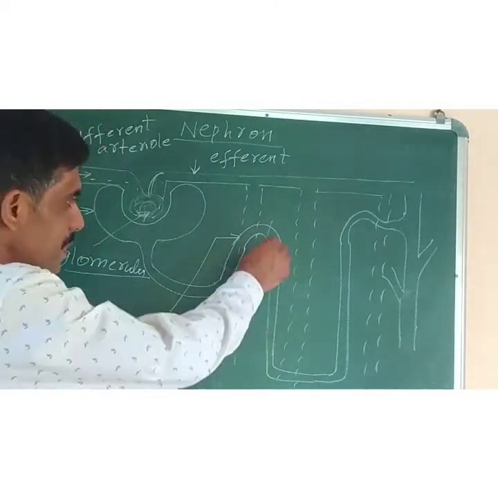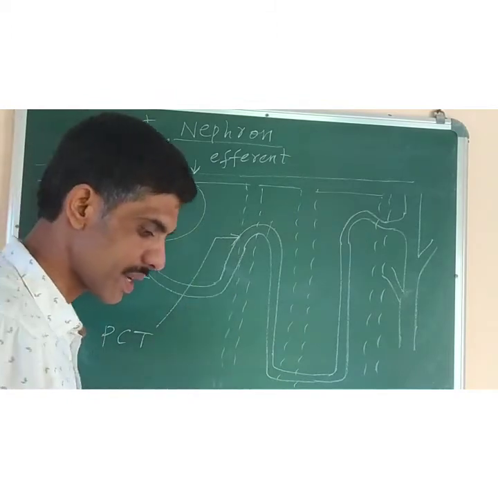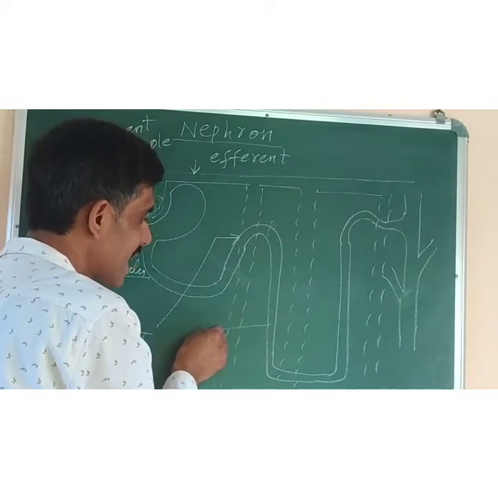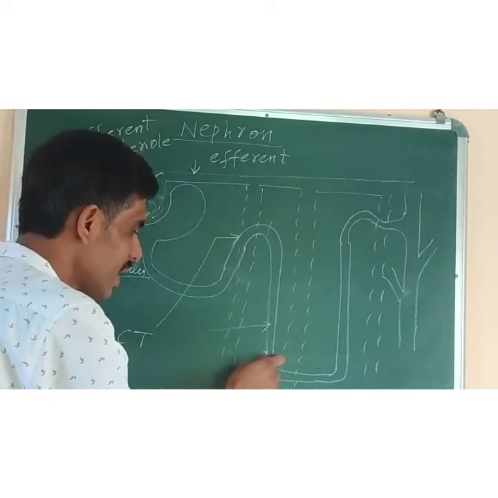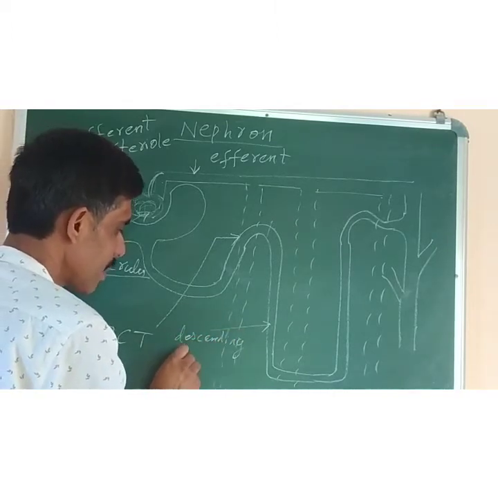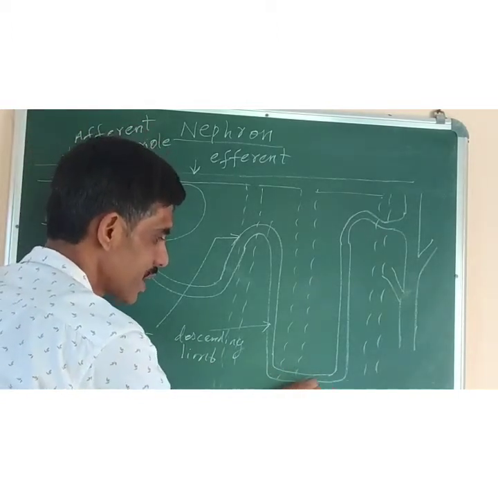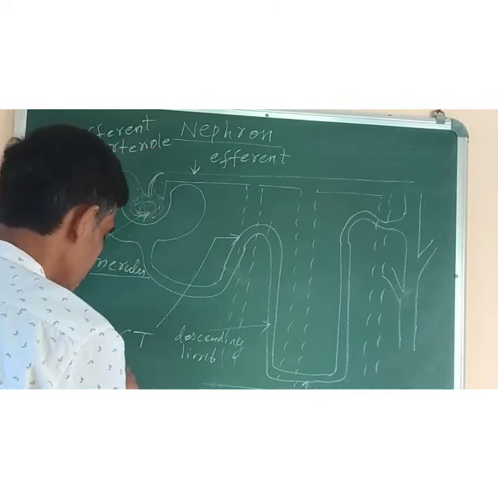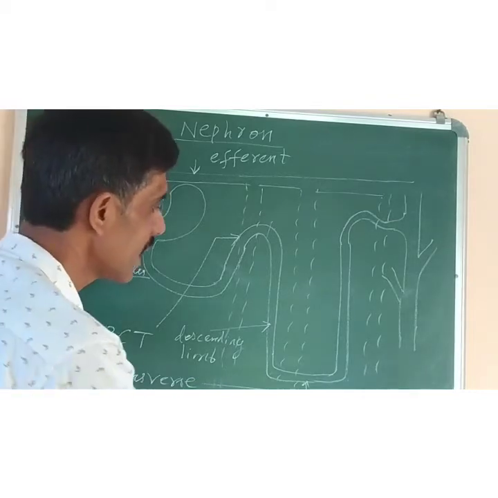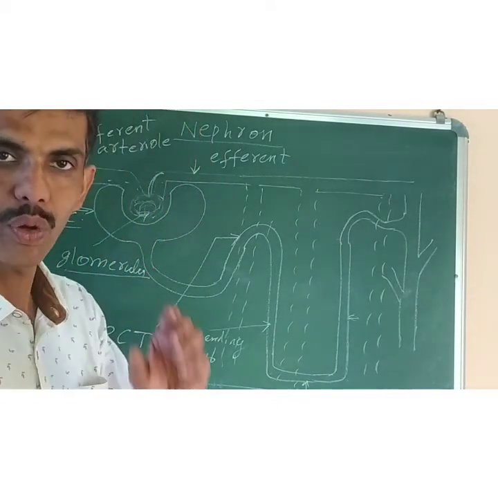It then sharply dips down, means it will go down to form a U-shaped structure. You can see a hairpin-like structure. This is known as loop of Henle. The one which goes down is called the descending limb. This limb from here to here is called descending, D-E-S-C-E-N-D-I-N-G, descending limb, L-I-M-B, limb of loop of Henle. This one from here to here, straight it is, so it is known as transverse limb, T-R-A-N-S-V-E-R-S-E, transverse limb of loop of Henle. And from here to here, the upward part, is called ascending limb of loop of Henle.